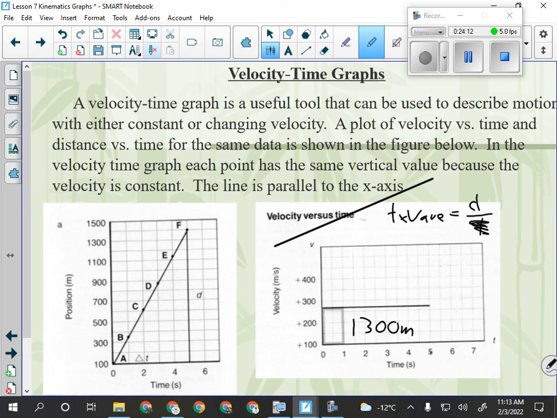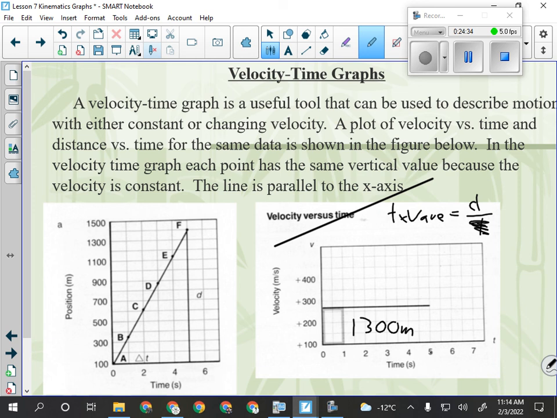Now, here's what you might have memorized last year in Science 10. The displacement is the area under the line. For how many people does that sound familiar? A little bit. Here's why that works. It's why we teach it to you in Science 10. It's because it works, but it's also because it's true.